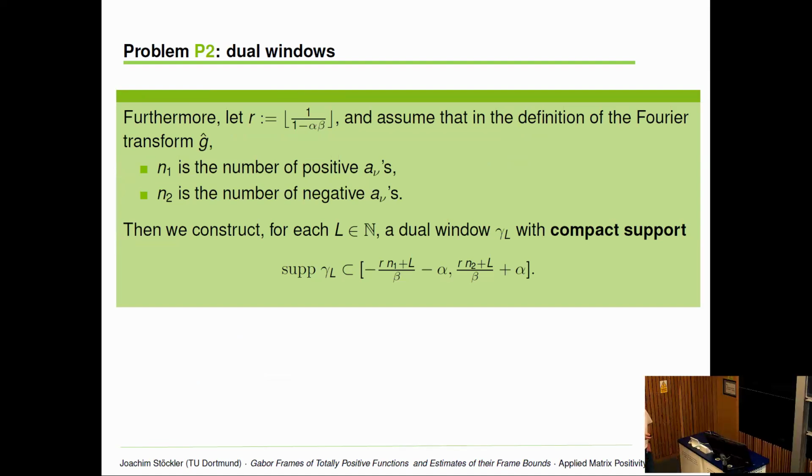Furthermore, in the same paper, based on the idea of left inverses of the Ron Chen matrices, we said, well, there's a whole list of dual windows. We can vary this parameter L, and the next slide shows what happens if we vary it. We get dual windows of compact support. L divided by beta, so to say, determines how large we want to get with this compact support. And there's a distinction between the positive a nus and negative a nus.